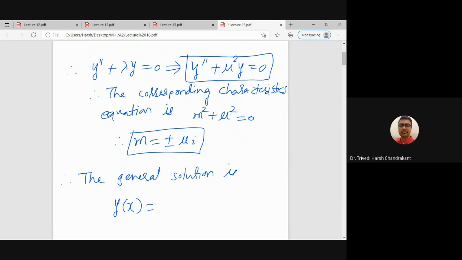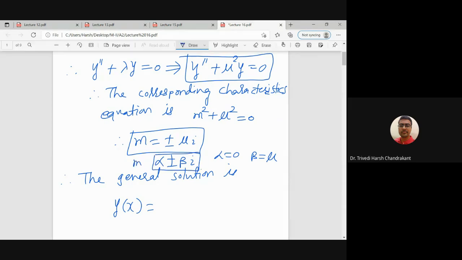So what we do, we compare it with alpha plus or minus beta i, right? So that will give us alpha is 0 and beta is mu. And then we know that whenever we have value of m to be this, the solution is e power alpha x times c1 cos beta x plus c2 sin beta x, right?